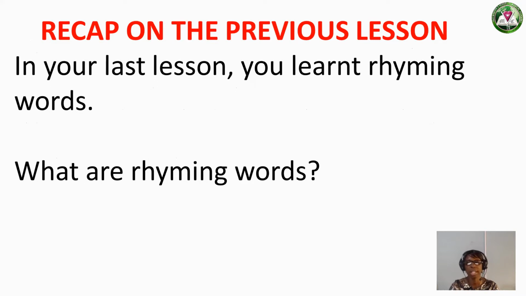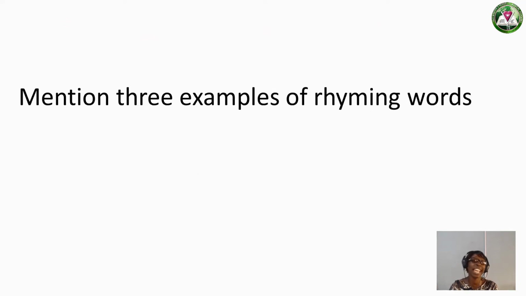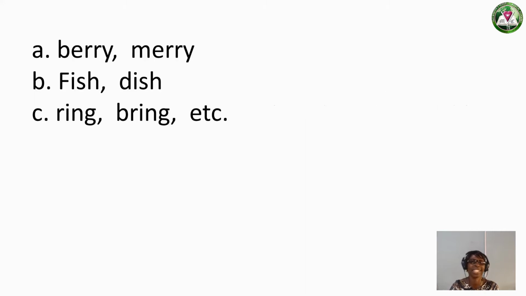Recap on the previous lesson. In your last lesson, you learned about rhyming words. Now, I want you to tell me, what are rhyming words? Good. Rhyming words are words that sound alike. Can you mention 3 examples of rhyming words? Excellent. We have berry and merry, fish and dish, ring and bring, and so on.